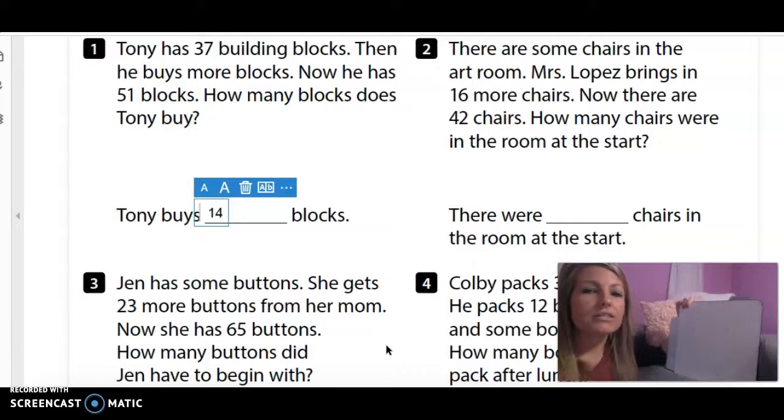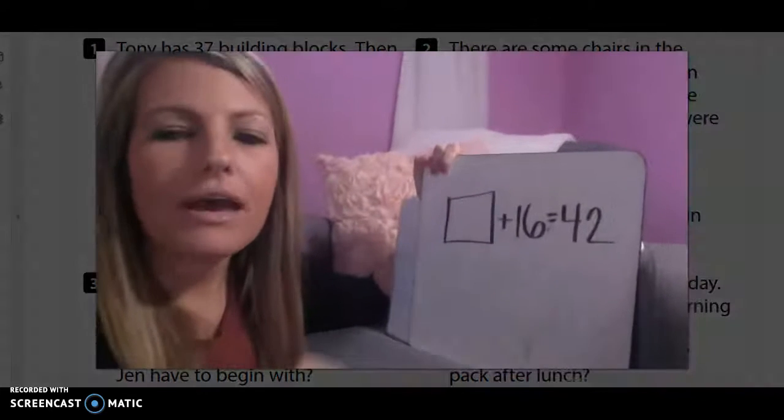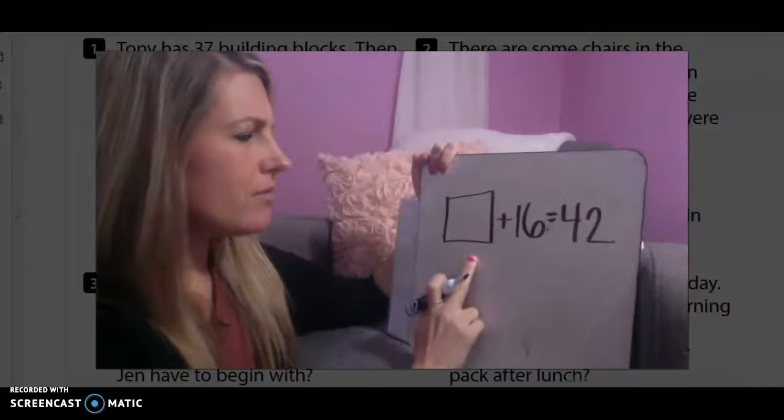Number 2, we will also use the count up strategy. There are some chairs in the art room. Does it tell us how many chairs? No, it does not. So I'm going to put an empty box. We don't know how many chairs there were. Mrs. Lopez brings in 16 more chairs. I know that that word more means I'm going to add. How many more did she bring in? 16 more. Now she has 42 chairs in the art room. I need to know, how many chairs did she start with?